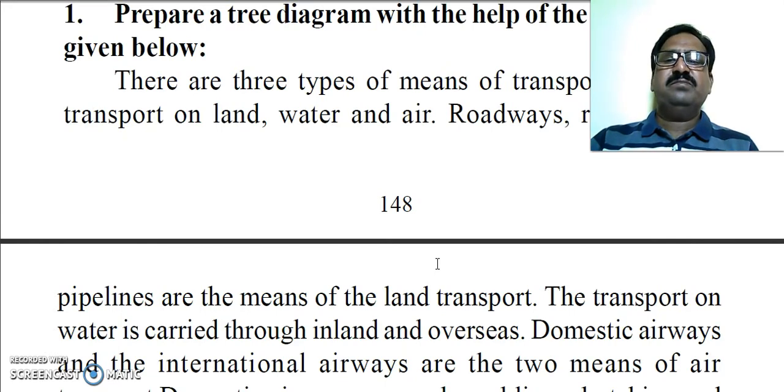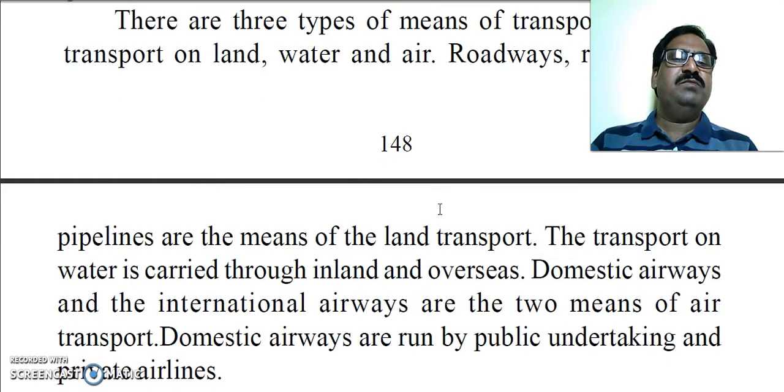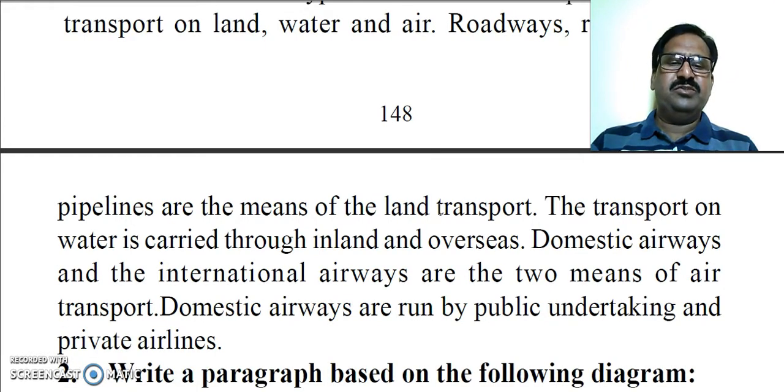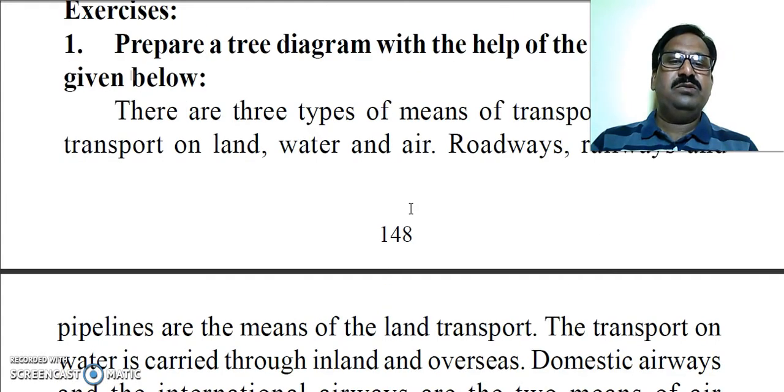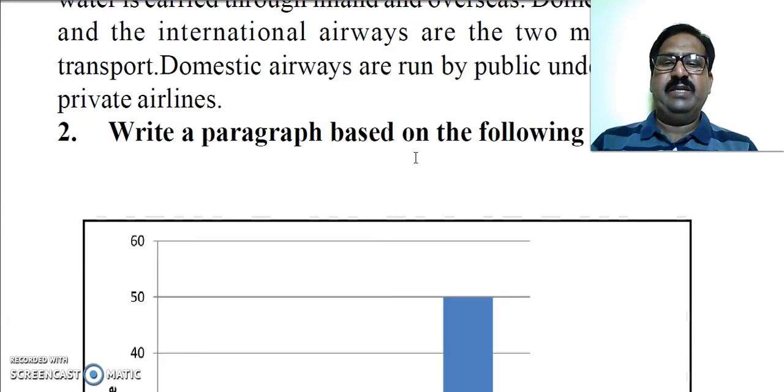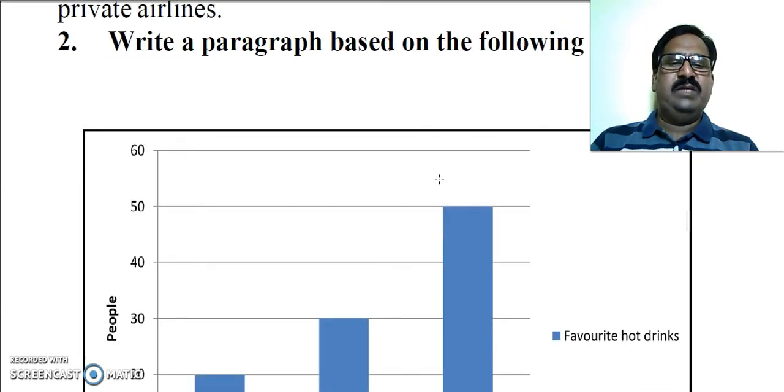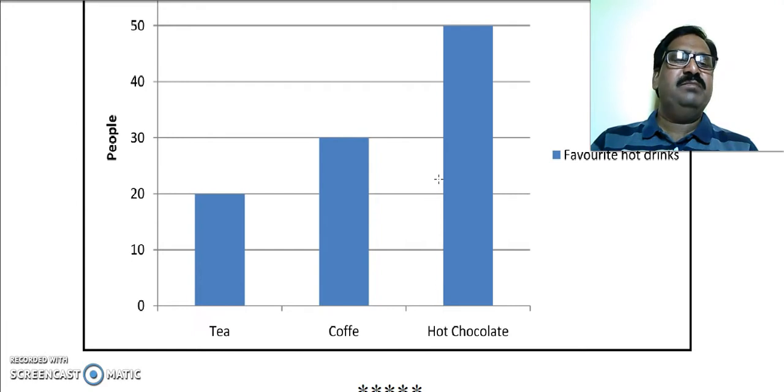So in this way you can see here three kinds of transport are given: road transport, water transport and then air transport. And further how they are divided into 2 or 3 parts. You can show this particular information in a tree diagram. And also here is an example of a diagram, that is the bar diagram.